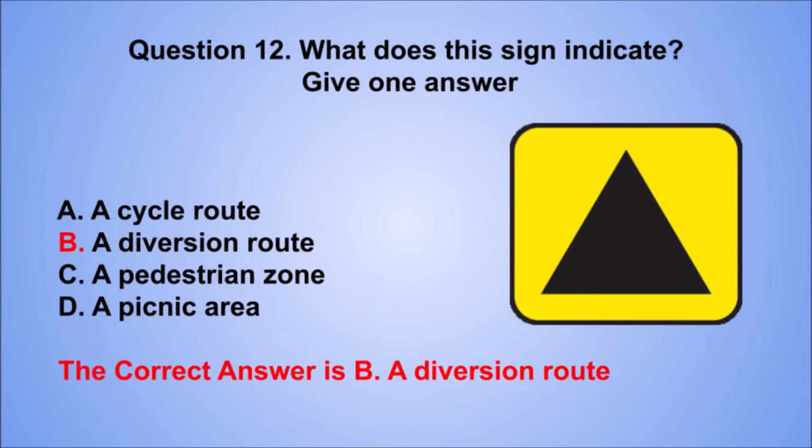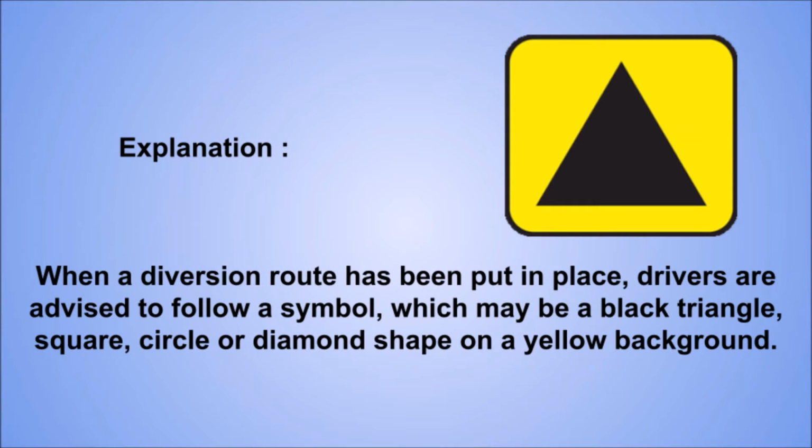The correct answer is B. A diversion route. Explanation: when a diversion route has been put in place, drivers are advised to follow a symbol, which may be a black triangle, square, circle or diamond shape on a yellow background.